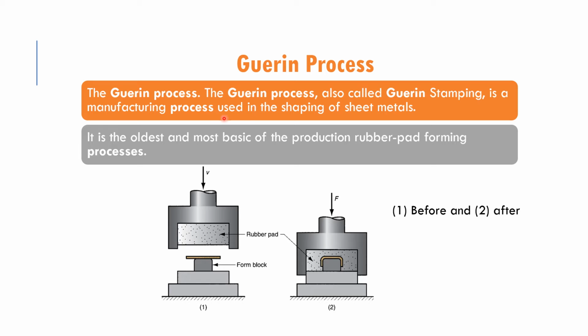It is a manufacturing process used in shaping sheet metal. Okay, so this is one of the oldest and most basic production methods using the rubber pad forming process. If you look into this part, this is the sheet metal workpiece, and this is the form block. There will be a rubber pad over here, and when we give the velocity and also the force, it will form the sheet metal according to the shape of the form block, like this one. Okay, so this is the before and after of the process.